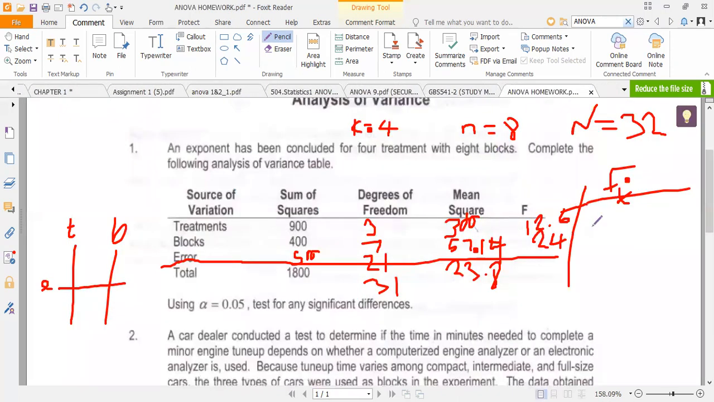So this one we compared against 3.07. And this will be under 2.49. So we always reject when the F calculated is greater than the F from the table. So 12.6 is more than that, we're going to reject. 24 is more than 2.49, we're also going to reject. You need to understand that each time we're rejecting, it means there's a significant difference in the means. Whenever we are failing to reject, there is no significant difference in the means.